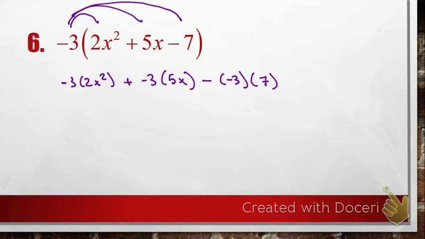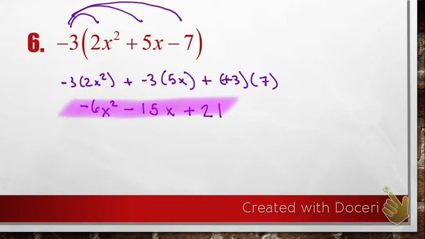Okay, so I'm going to go ahead and multiply those together. Negative 6x squared. Negative 3 times the 5 would give me negative 15x. And then we have a negative times a negative, so this is going to turn into a positive, and 3 times 7 will give me positive 21. Okay, so my answer is going to be, go ahead and fix that x, negative 6x squared minus 15x plus 21.